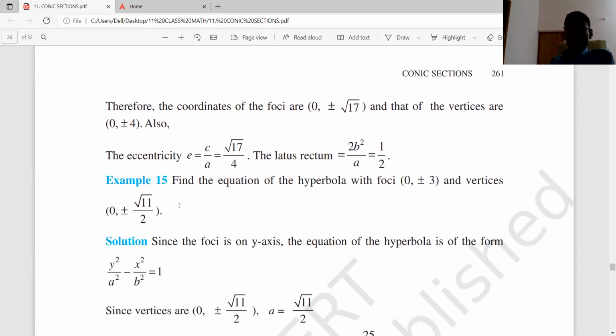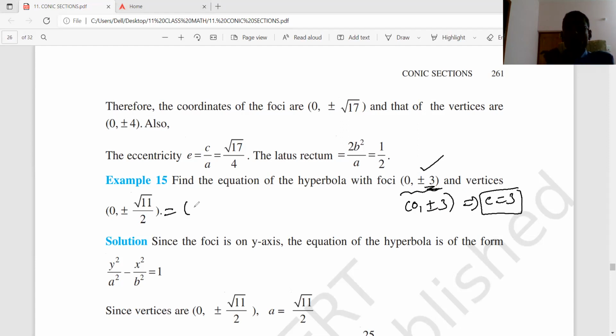Okay. Now find the equation of the hyperbola with foci 0, plus or minus 3 and vertices 0, plus or minus 1 by 2. Anyway, this also you can find, right? Foci means what? Foci is given like this, 0, plus or minus, so that implies c equal to 3. But it is along the transverse axis, along the y axis, right? Transverse axis or major axis is along the y axis, right? What is this? 0, plus or minus. A is there, C is there. You need to find out B.